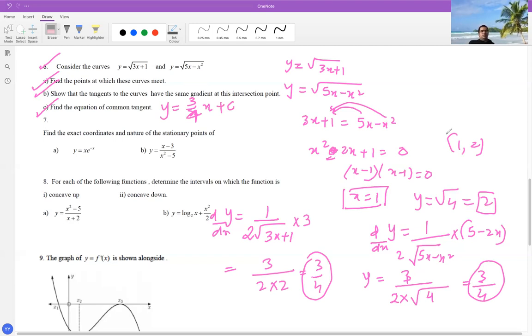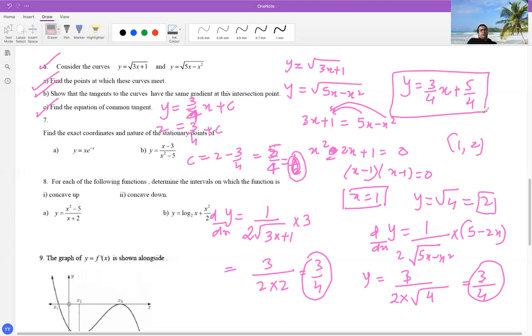Now you plug in x as 1 and y as 2. So you get 2 is 3/4 plus c. So c is going to be 2 minus 3/4, which is 8 minus 3 over 4, which is 5 over 4. So 5 over 4 is the c value. Your final equation is y equals 3/4 x plus 5 over 4. And that's how you write the equation of the tangent.